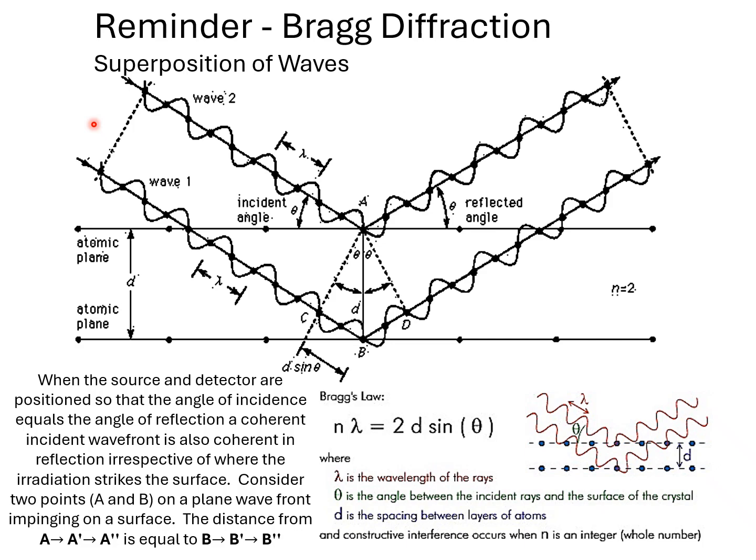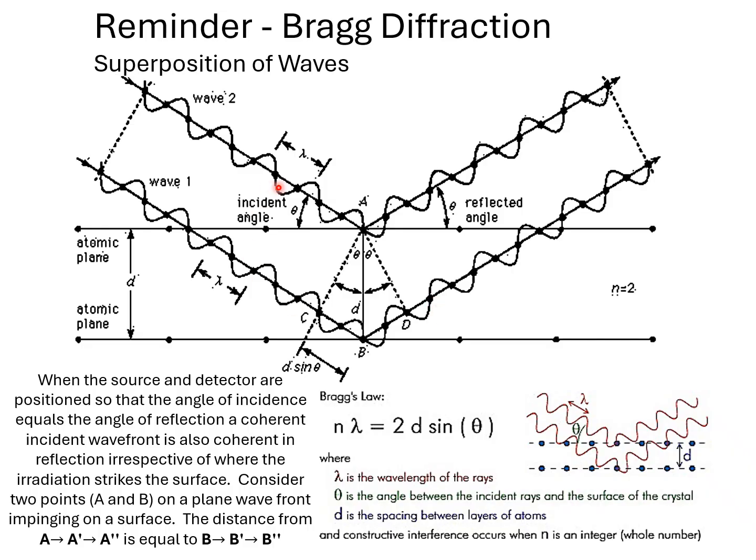So when it comes to Bragg diffraction, there's a characteristic wavelength for the incoming radiation, and at a certain angle, if you follow the wave train here, waves that are reflected off different planes here are in phase.